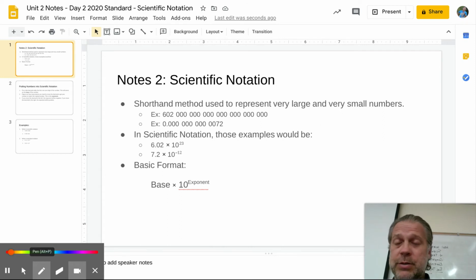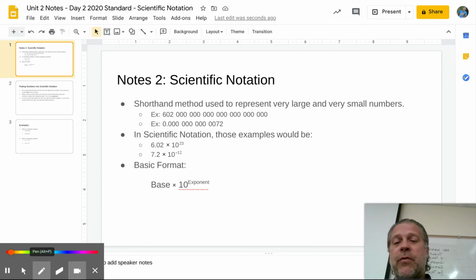Now, a couple of things. Scientific notation is a way for scientists and mathematicians to write numbers that are incredibly large or incredibly small in a brief manner that everybody will understand. And the rules are always the same, no matter where you are or what science you're in or what math class you're in. The rules are always the same.